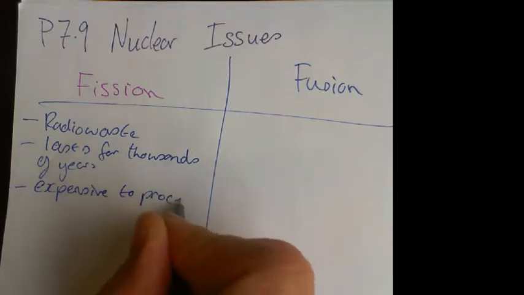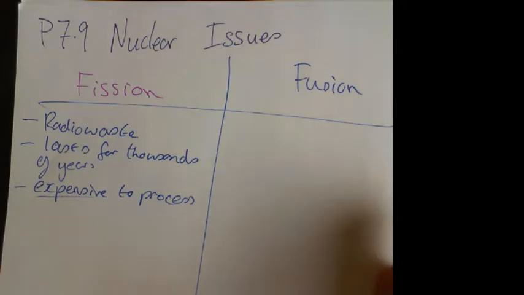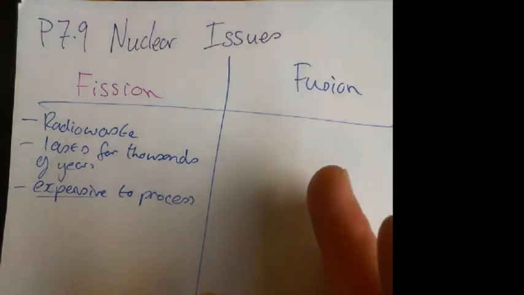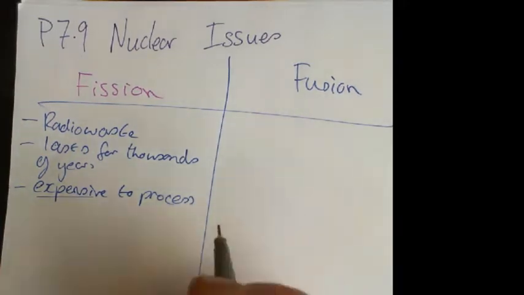Now, that doesn't mean it can't be processed. It just means it's very expensive to do it, so you've got to build that into your cost. It's not huge quantities, so you can find somewhere for it to go, but it's just very expensive to do it in a way which is safe and environmentally friendly.